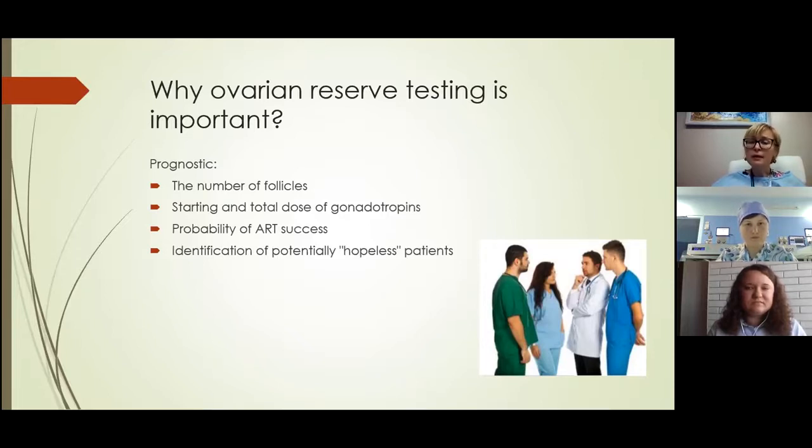Also, we can understand if, for example, menopause will occur early or late. And for some specific techniques like pronuclear transfer, we should also understand if we have enough eggs or not enough. Also, in some cases, it permits us to identify, how to say, hopeless patients who have no good chance to become pregnant after our treatment. So in some cases, we propose to these patients an egg donation program, for example.